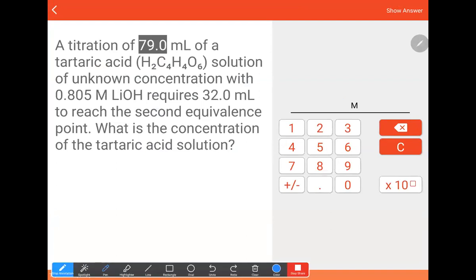Okay, in this question, we are titrating tartaric acid. We do not know the concentration of it, but we do know both the concentration and the volume of lithium hydroxide, a strong base, to reach the second equivalence point. So we've gotten rid of both H's when we deliver 32 milliliters of 0.805 molar lithium hydroxide.